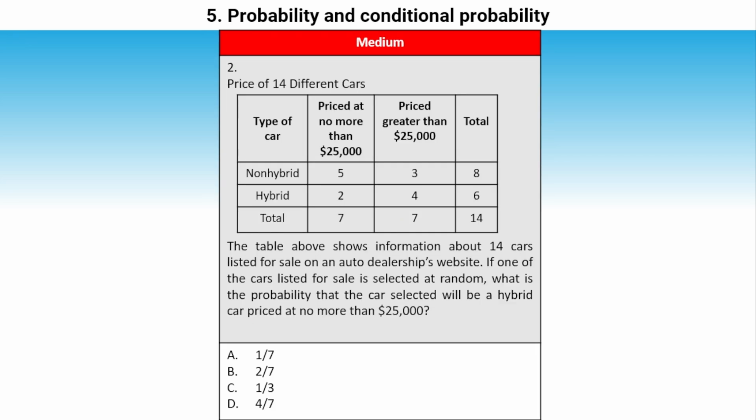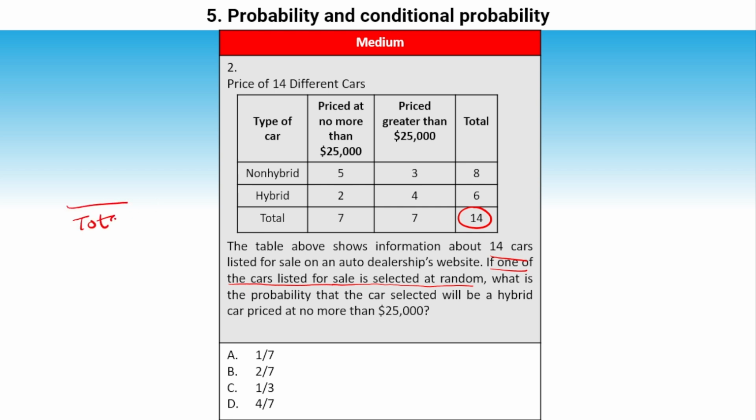Okay, let's see this one. Price of 14 different cars given. The table above shows information about 14 cars listed for sale on an auto dealership's website. If one of the cars listed for sale is selected at random, it is selected from all these cars, that is our total, 14.